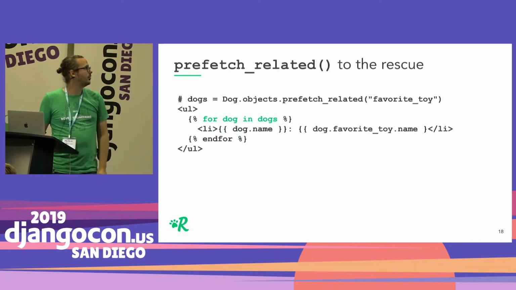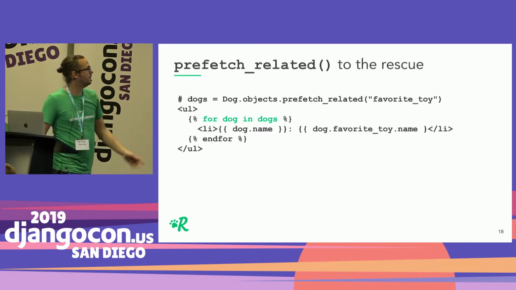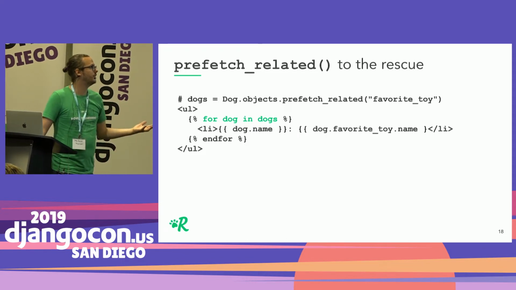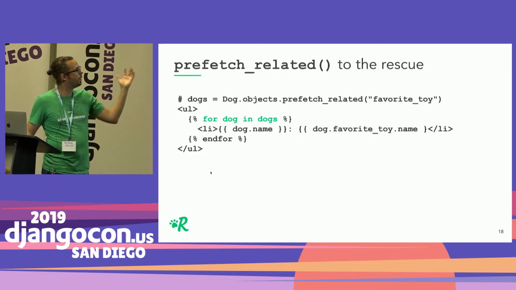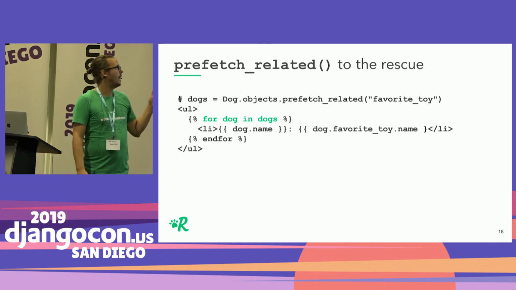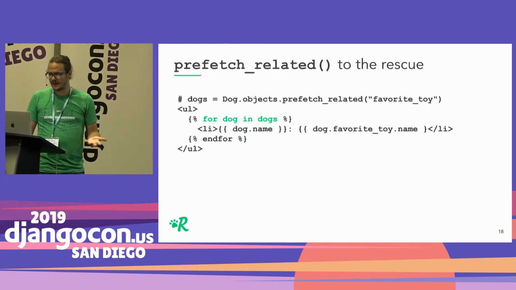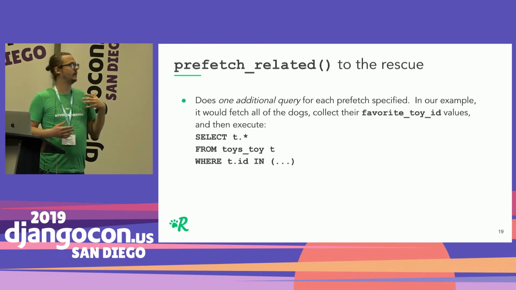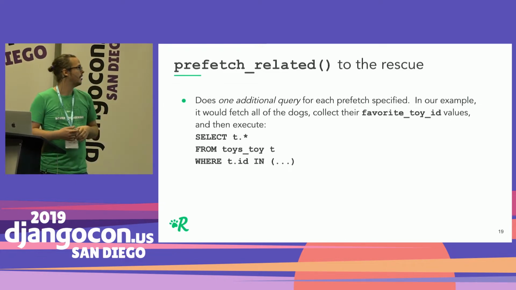Cool, so how does Django solve this problem? We use prefetch_related. Instead of passing dog.objects.all to the context, we can call prefetch_related, give the name, and say, hey, we want to prefetch our favorite toy. Then when we iterate through all of the dogs and print their favorite toy's name, Django doesn't actually do an additional query for each dog. So how does that work? Well, what Django does is one additional query for each prefetch that you specify. In this example, it was the favorite toy.